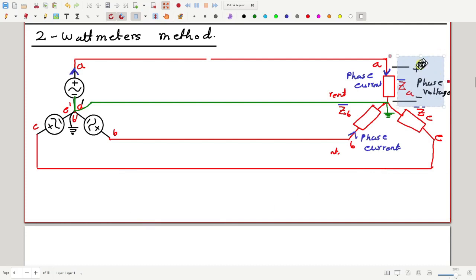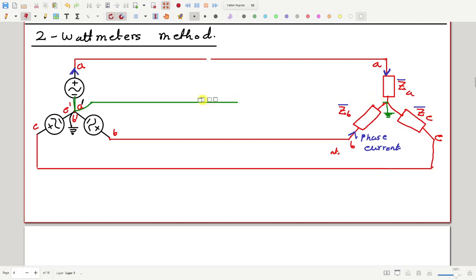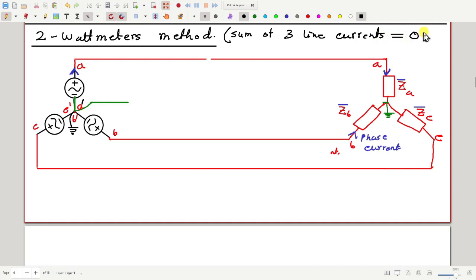So for this method to work, one condition is necessary. That condition is that the sum of the 3 line currents should be equal to 0. So I remove the neutral. It is necessary that the sum of 3 line currents must be equal to 0, otherwise this method will not work.